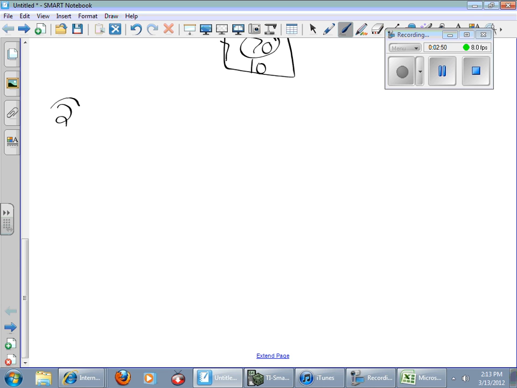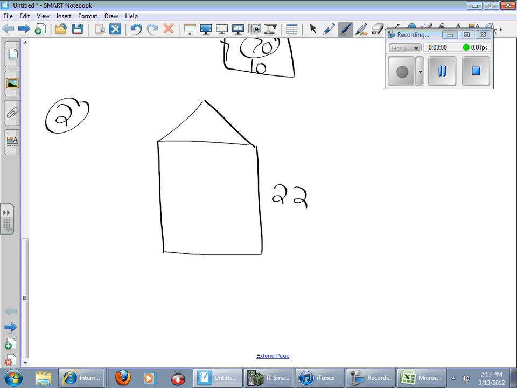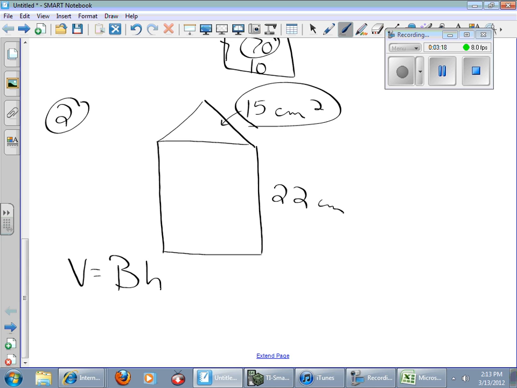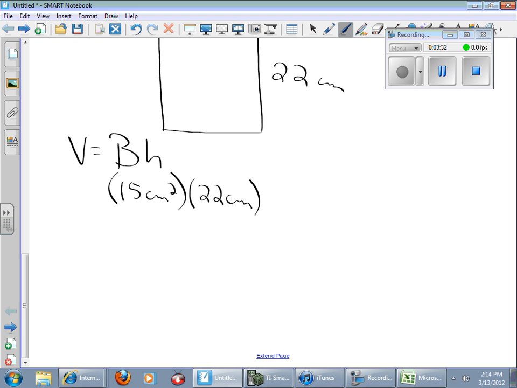Problem number 2. We have a triangular prism. And remember, I told you some of the information was missing. We know that the height is 22, and we also know that the area here is 15. What kind of units are we in? Centimeters squared, and this will be centimeters. Now remember, volume for a right prism is the area of the base times the height. Well, they already told you the area of the base. The base is a triangle because it's a triangular prism. So you can just plug 15 centimeters squared in for capital B. It's not base times height, it's area of the base. And then 22 centimeters is the height. Multiply that, and you will get 330 centimeters squared times centimeters would be centimeters cubed. And there's your volume.